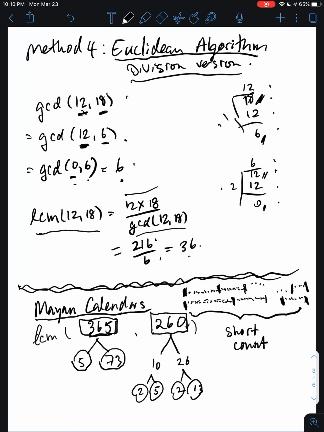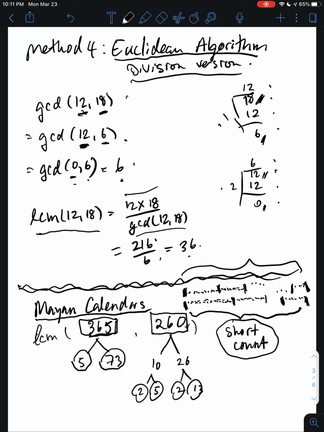And so what we want to do is to figure out that period of time between the calendars starting in sync and ending in sync. That period of time is an important concept in Mayan timekeeping. It's called the short count. That's in contrast with the long count, which is yet another Mayan calendar.